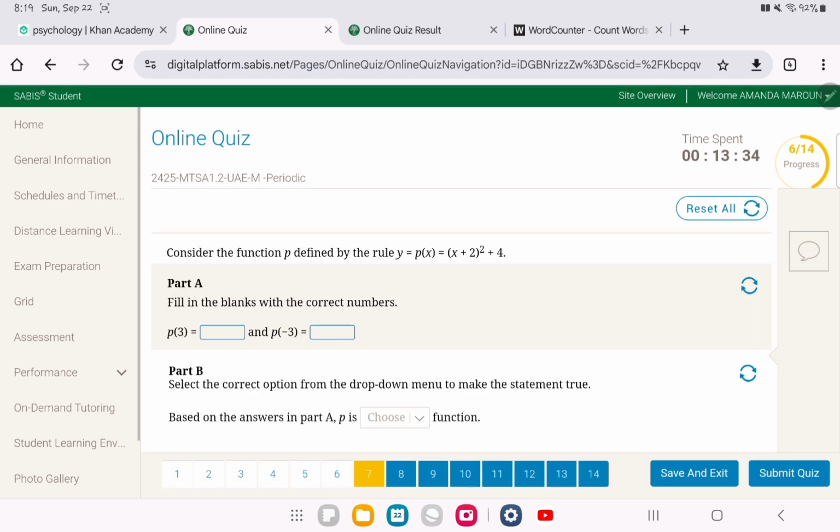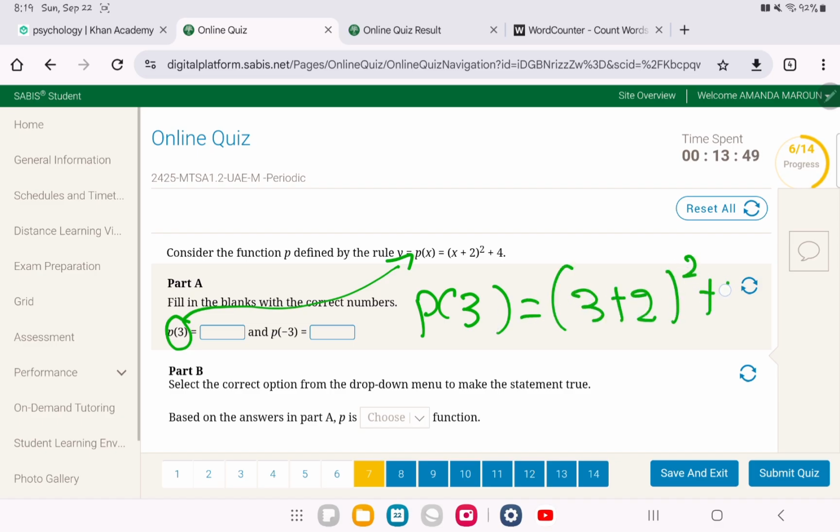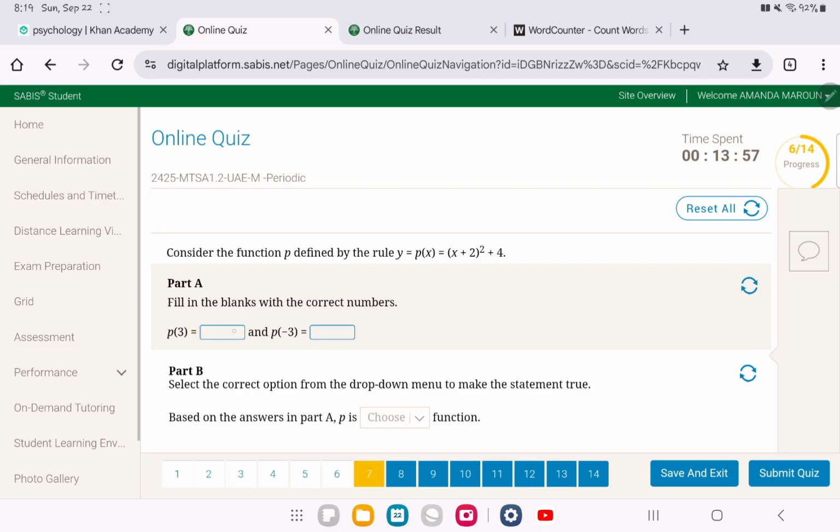Question number 7. Consider the function p defined by this rule. Okay, first of all, we're going to substitute the x with 3. So p(3) is equal to (3 plus 2) squared plus 4. So p(3) is equal to 25 plus 4, which is 29. So p(3) is equal to 29.